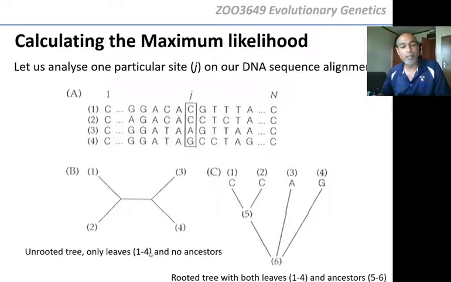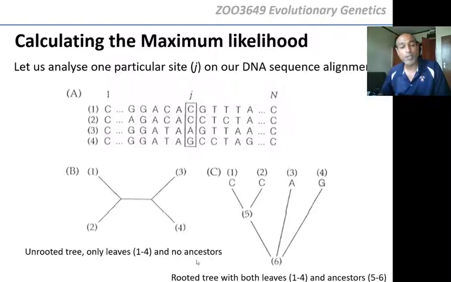But there are no ancestors in this unrooted tree. If we wanted an ancestral state, we would have to actually include these 2 extra positions on the tree. Remember, there's only 1, 2, 3, 4 here, okay? We will have to include this ancestor here at position 5, and we'd have to include this ancestor here of all of them at position 6, okay?